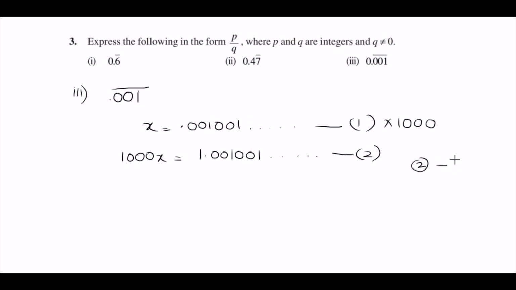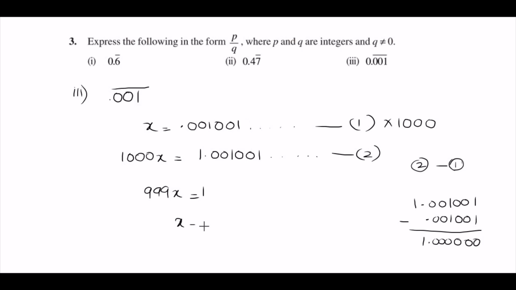Now subtract the first equation from the second equation. So you get 1000x minus x is 999x, that is equal to 1.001001 minus 0.001001. So you get 1. That is, x is equal to 1 by 999. That is, when you convert this decimal expansion, you get it in the rational form 1 by 999.